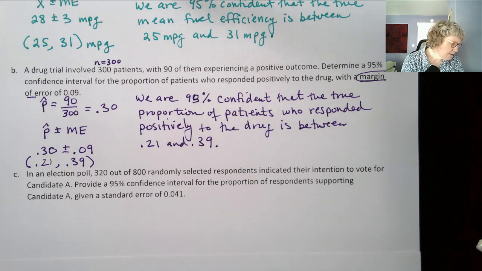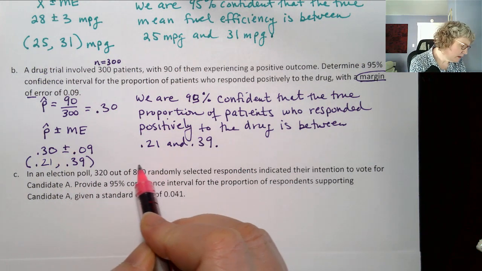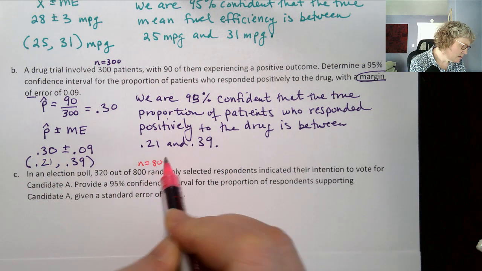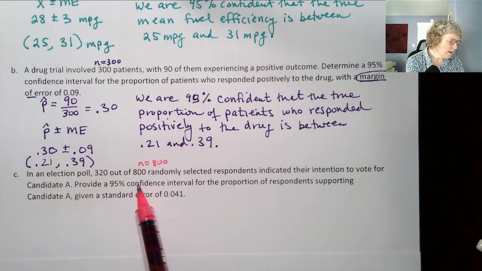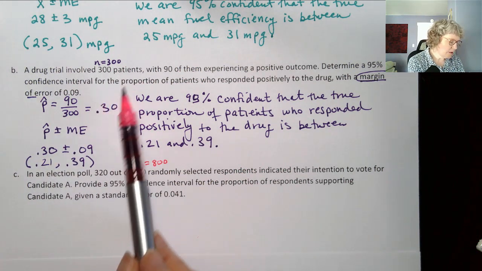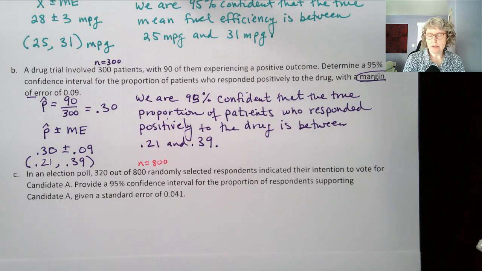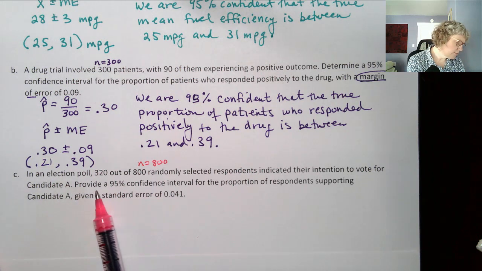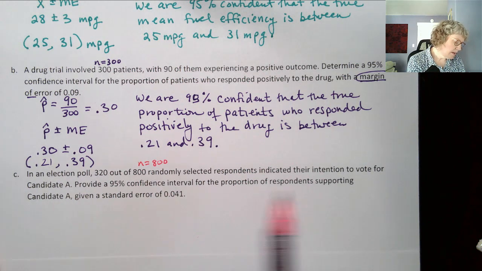Okay, I'm back. So let's see what information we were given here. So we've got 320 out of 800. So N is our 800. So this looks like a proportion again, right? Because we were given 320 out of 800. Sometimes they'll give us p hat, like they could have said up here, they could have said 30%. So look for that. Sometimes they'll give you the percentage or proportion, and sometimes they'll give you the two numbers to divide. So this looks like a proportion again. So let's double check that. Yes, provide a 95% confidence interval for the proportion of respondents supporting candidate A.